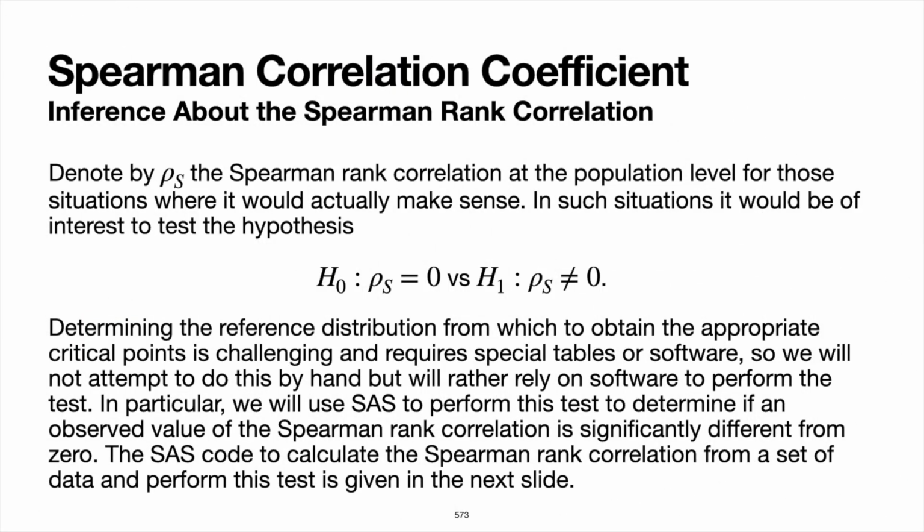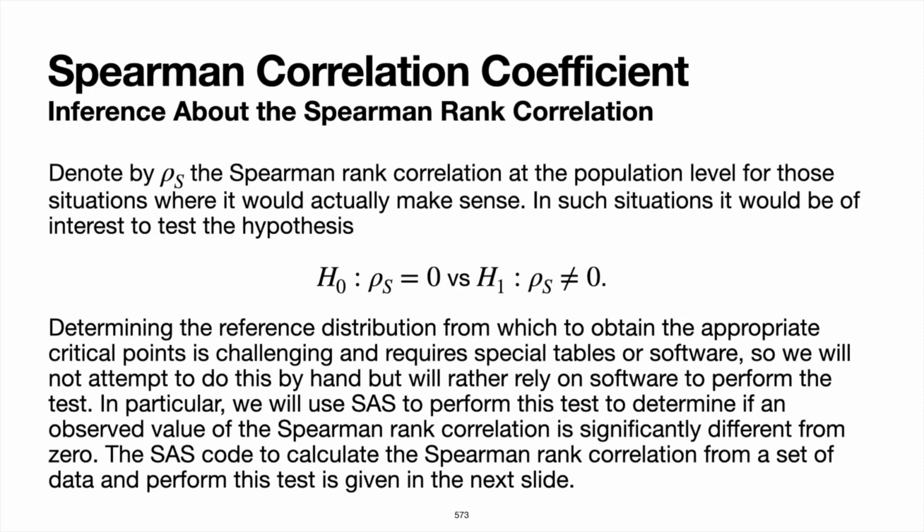Now, let's talk about inference about a Spearman rank correlation. So again, the population level Spearman rank correlation is denoted by rho sub s, and we're talking about this kind of thing in the context where this would actually make sense at the population level. In those kinds of situations, it would be of interest to not only calculate a sample Spearman correlation, but to use it to draw conclusions about the relationship between the two variables at the population level using this Spearman correlation construct.